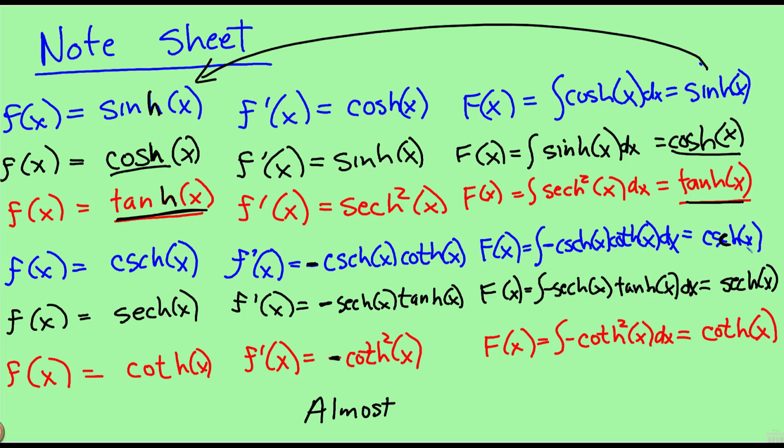Just remember that for these three hyperbolic functions, the derivatives are all positive and the integrals are all positive. But for the reciprocal functions of the main trig functions, the derivatives are all negative. And then when you integrate those negative derivatives, the integrals go back to being positive.